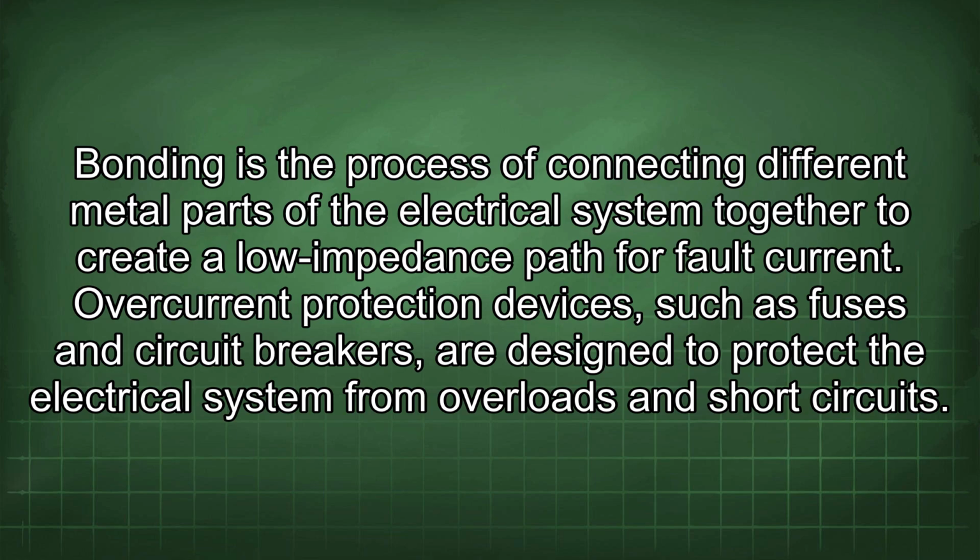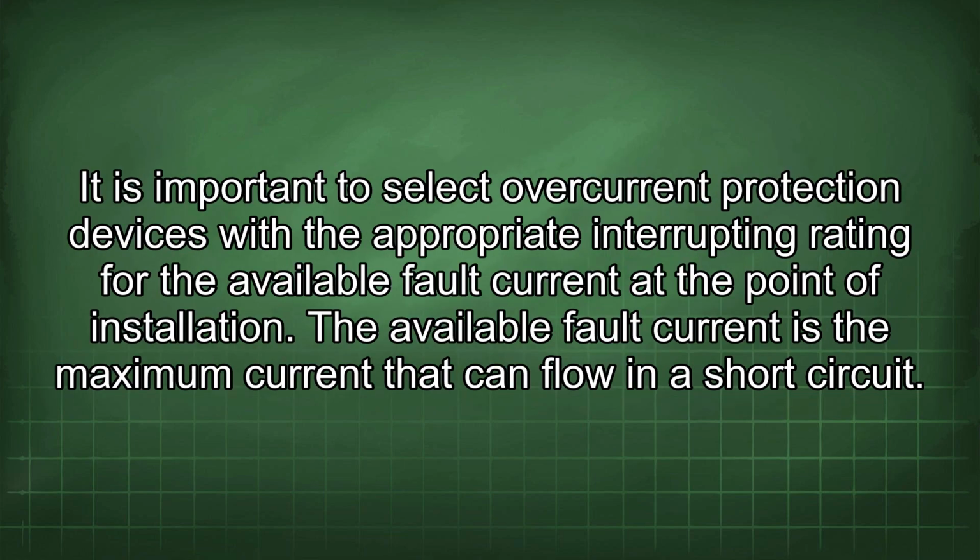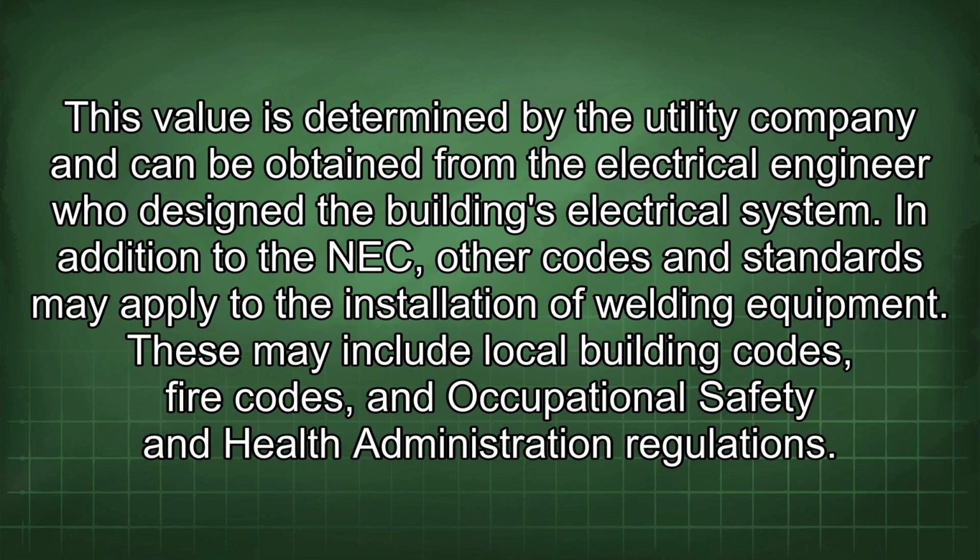It is important to select overcurrent protection devices with the appropriate interrupting rating for the available fault current at the point of installation. The available fault current is the maximum current that can flow in a short circuit. This value is determined by the utility company and can be obtained from the electrical engineer who designed the building's electrical system. In addition to the NEC, other codes and standards may apply to the installation of welding equipment.